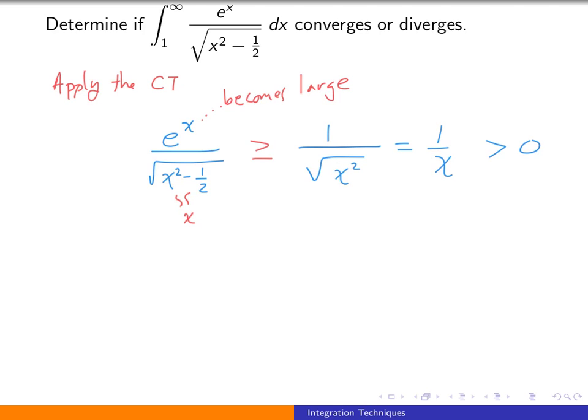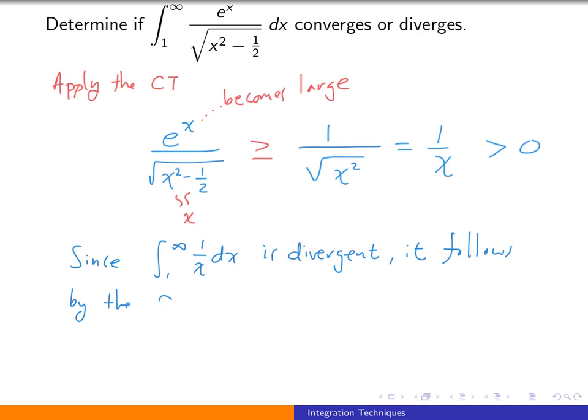And now we are in an ideal position to apply the comparison test. So to summarize this up, we can note that since the integral from 1 to infinity of 1 over x is divergent, it follows by the comparison test that the integral we are interested in is also divergent.